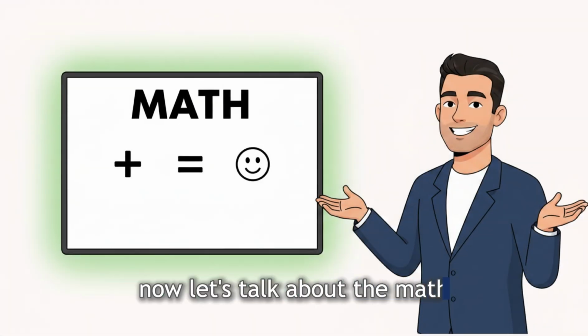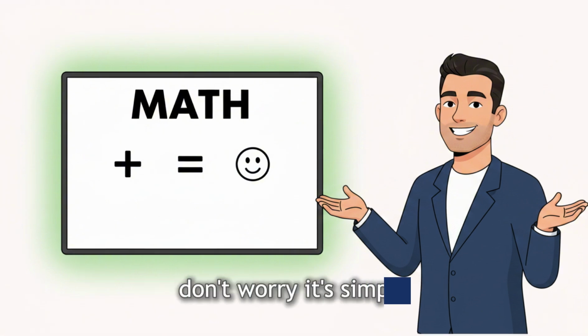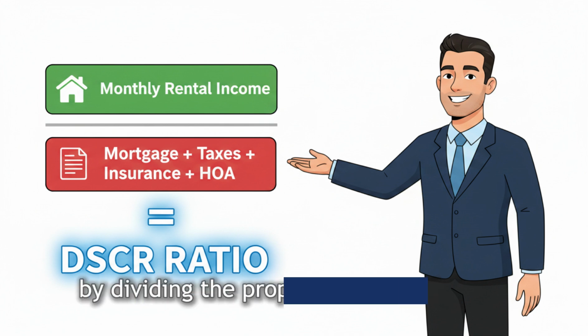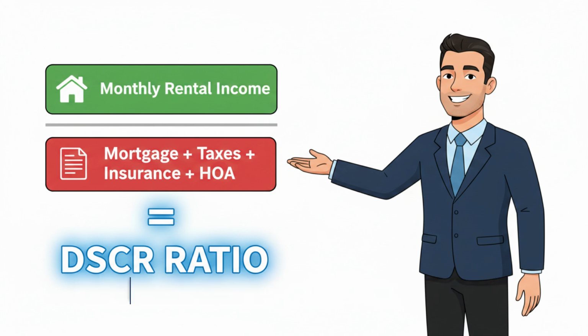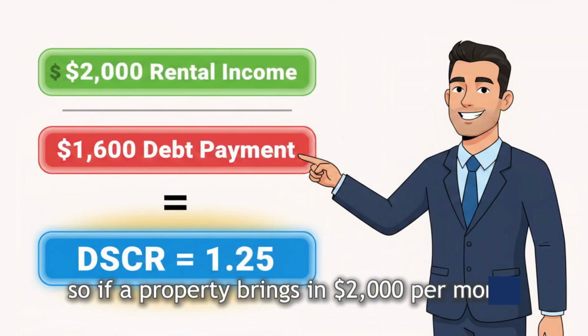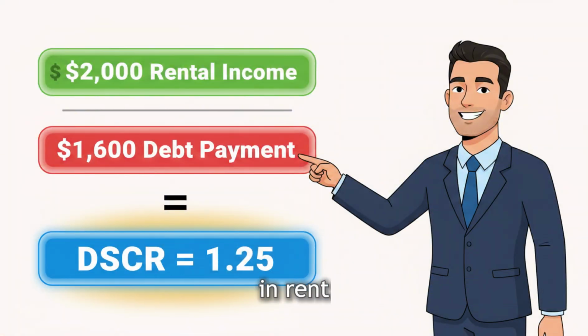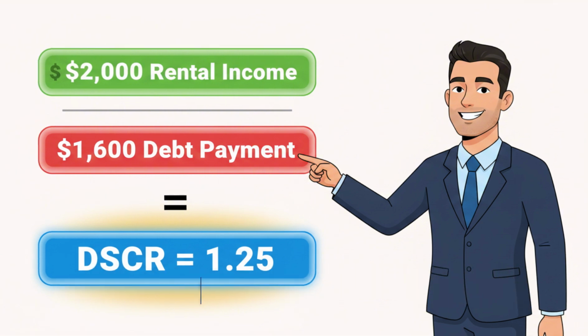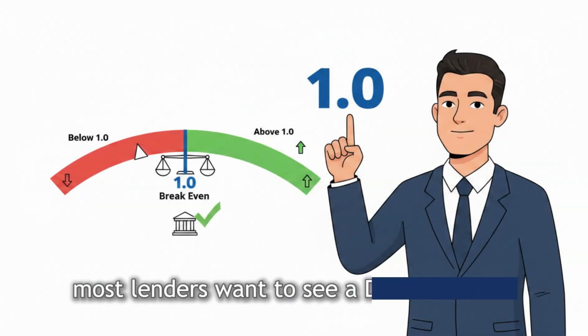How is DSCR calculated? Now, let's talk about the math. Don't worry, it's simple. The DSCR ratio is calculated by dividing the property's monthly rental income by its monthly debt obligations, meaning the mortgage payment, taxes, insurance, and any HOA fees. So if a property brings in $2,000 per month in rent, and the total monthly debt payment is $1,600, your DSCR is 1.25. Most lenders want to see a DSCR of 1.0 or higher.